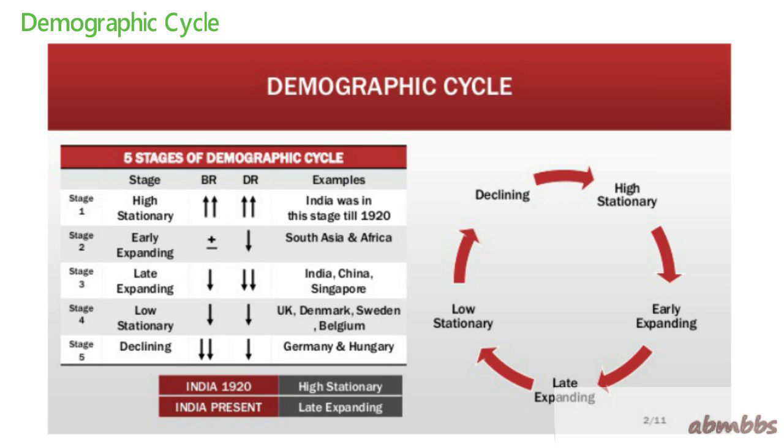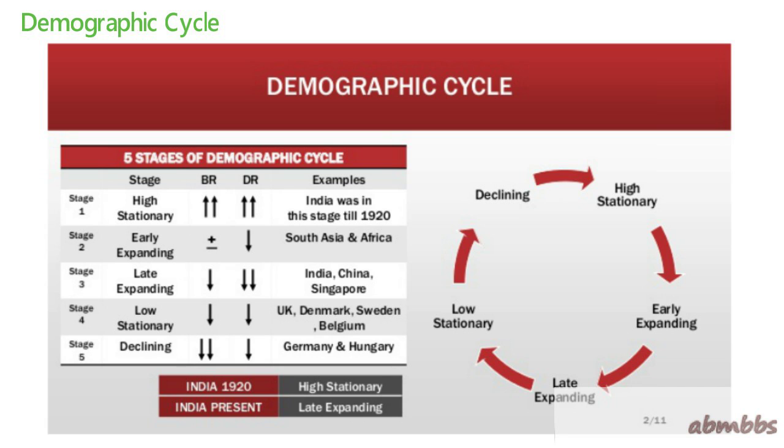Next is the late expanding stage. Here the death rate declines further but the birth rate also starts declining. So in total the population still continues to grow. India now belongs to this stage. Next is the low stationary stage. Here both the birth rate and the death rate decline and they both cancel each other. So the net population remains constant.